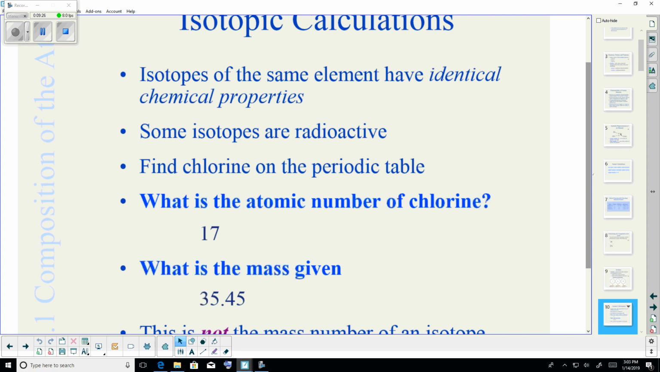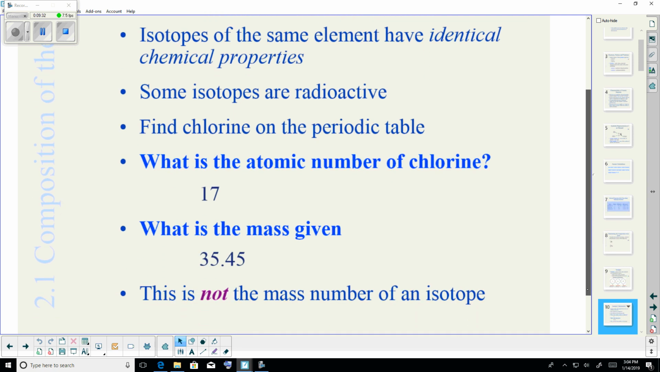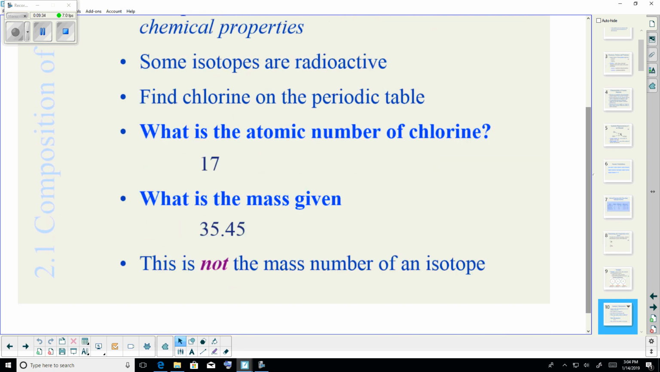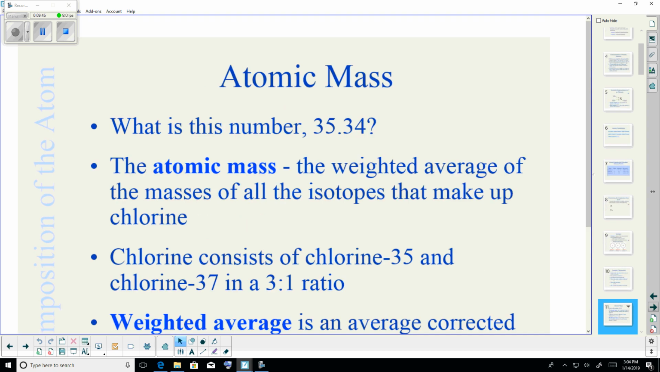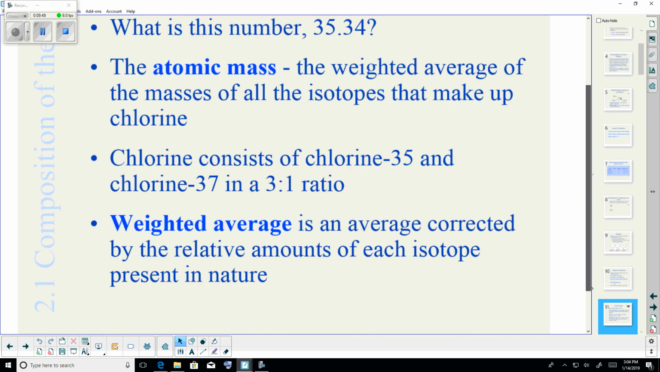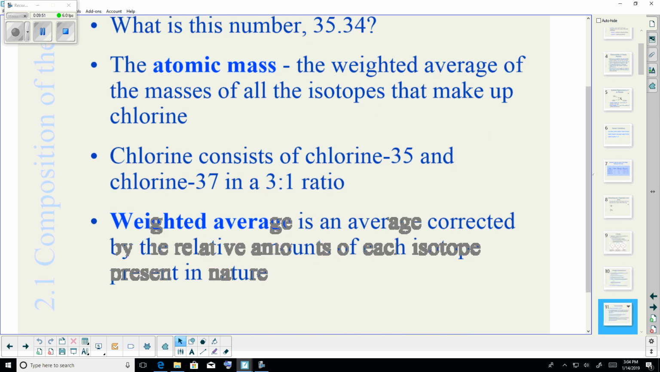If you look at chlorine, atomic number 17, the mass is 35.45. That's not the mass number of an isotope. That is the weighted average of all the isotopes. Chlorine consists of chlorine 35 and chlorine 37 in a 3-to-1 ratio.